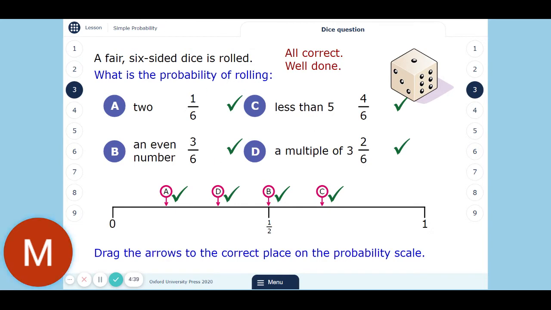And the top numbers were just how many things there were, how many 2s there were on the dice is 1 of them. How many even numbers on the dice, so it's 3 of them. How many numbers less than 5? How many multiples of 3?